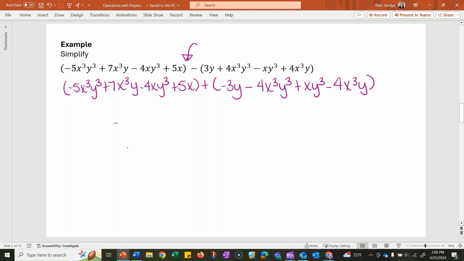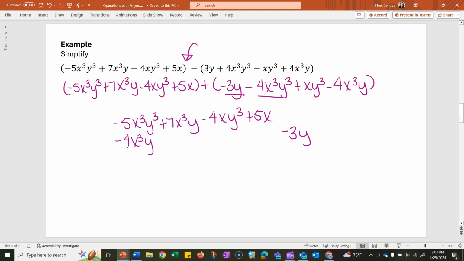Okay, so now I'm going to write down all the terms in my first polynomial. So it's going to take me a minute to do that. And then I'm going to line those up with the terms from my second polynomial that are exactly the same. This minus 3y has no like terms, so I'm just going to leave it here at the end. Minus 4x cubed y cubed, well, here's my x cubed y cubed term, so I'm going to line those up. And then plus xy cubed, I'm going to put that here with my minus 4, so those two terms will line up.